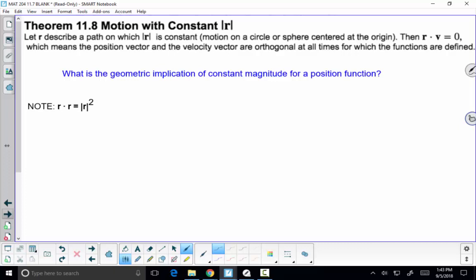So this is a really complicated problem at first. It sounds very complicated. So this says, let R describe a path where the speed is constant. All right, the speed is constant. And then they just kind of say, oh, motion's on a sphere or a circle centered at the origin.